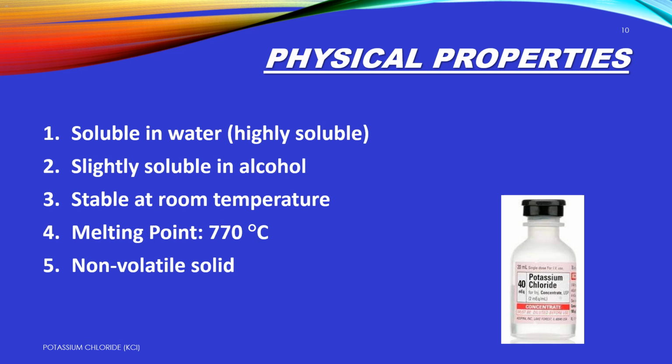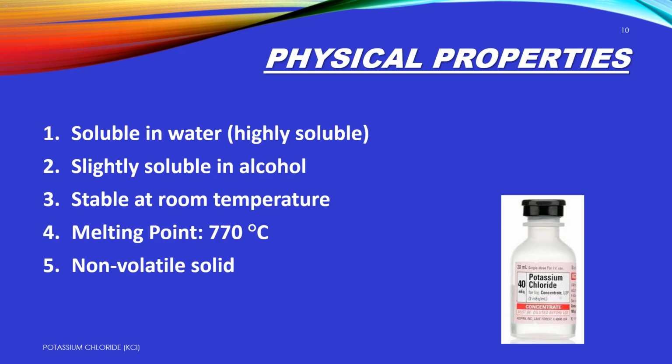2. Slightly soluble in alcohol. While KCl is highly soluble in water, it has limited solubility in alcohol, which is an important consideration for certain formulations. 3. Stable at room temperature. Potassium chloride remains chemically stable when stored at typical room temperatures, ensuring its effectiveness and safety.